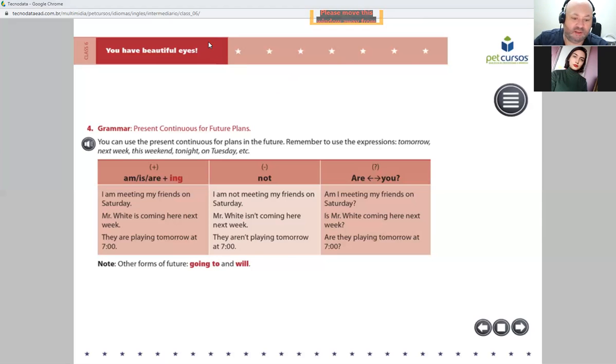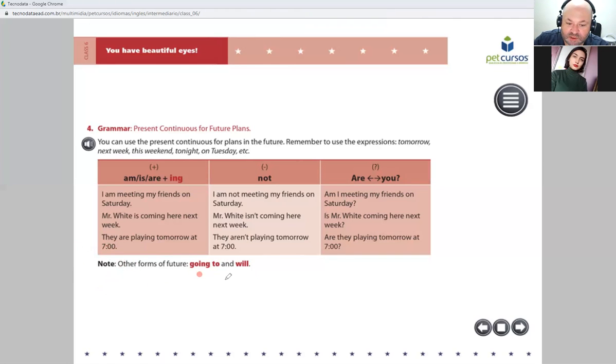Yes, perfect. Okay. And there is a note here. Note, can you read the note, please? Other forms of future. Going to or will. Yeah, essas a gente já estudou, né? I guess we have seen going to também é um futuro e future também é um futuro. Okay?